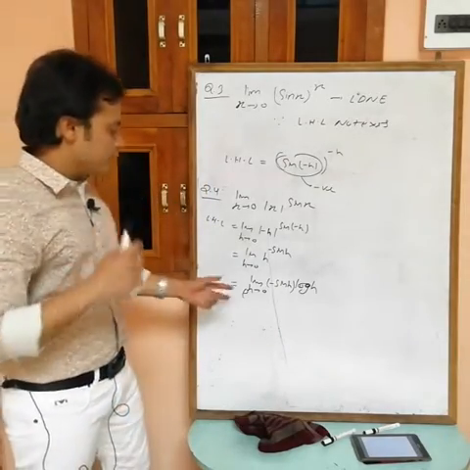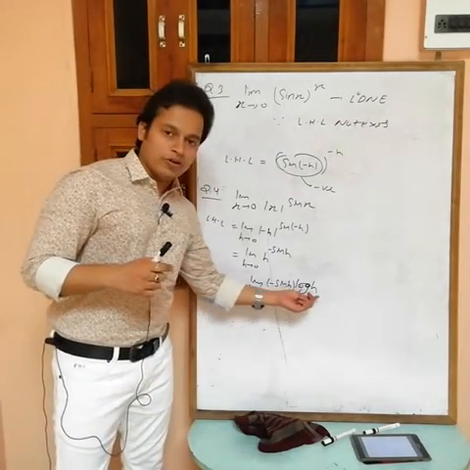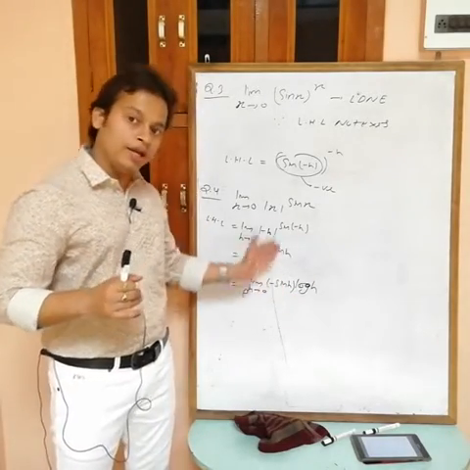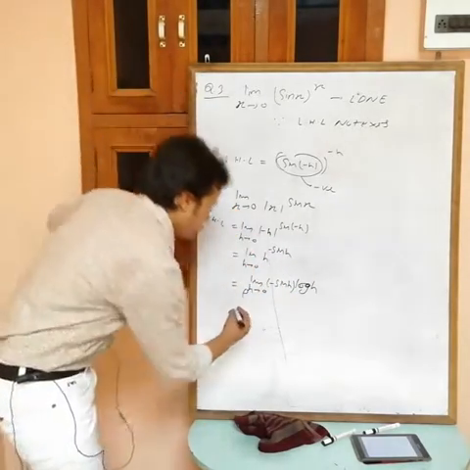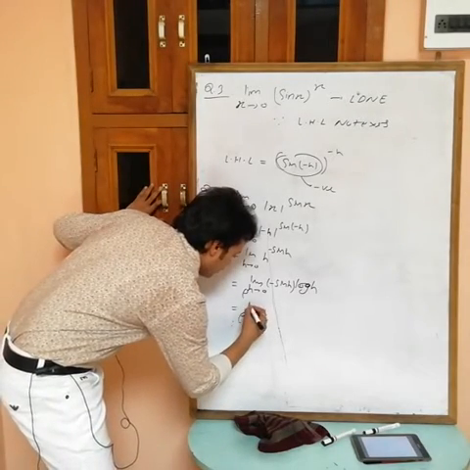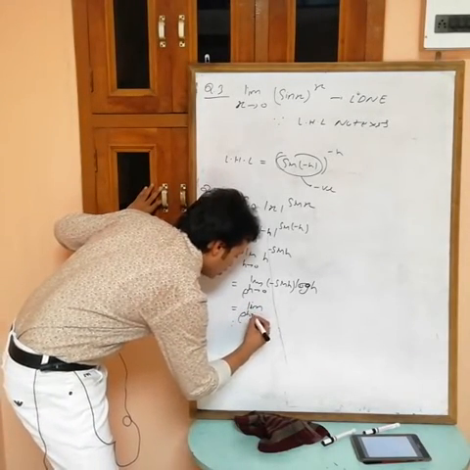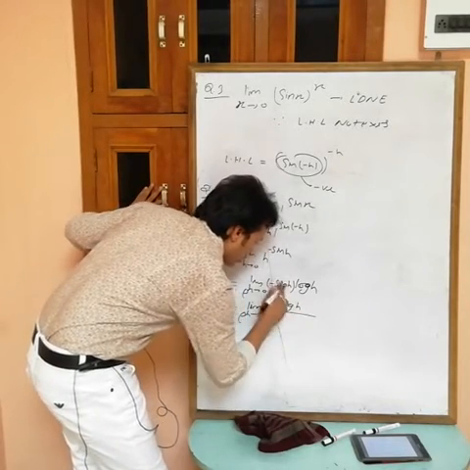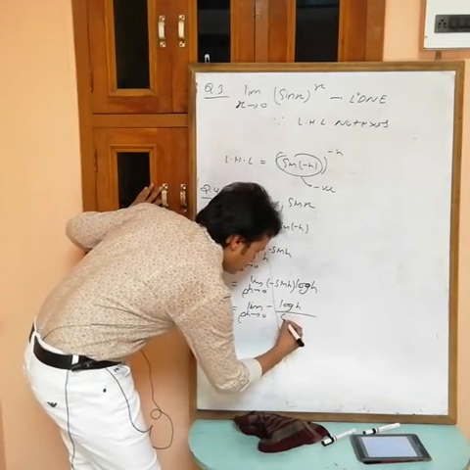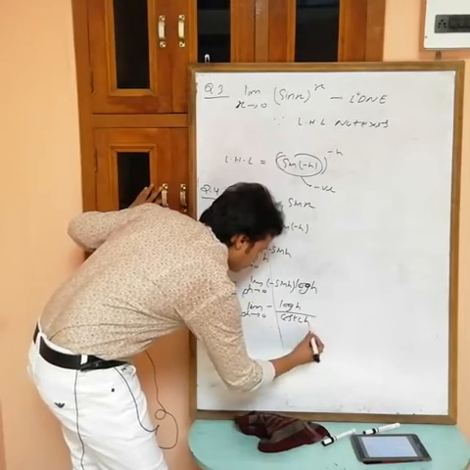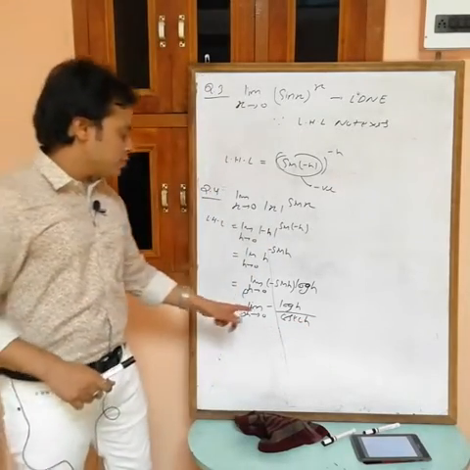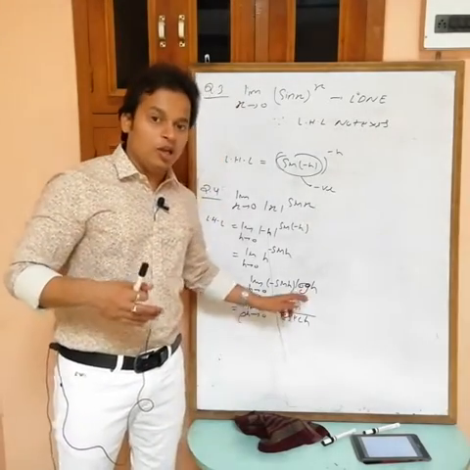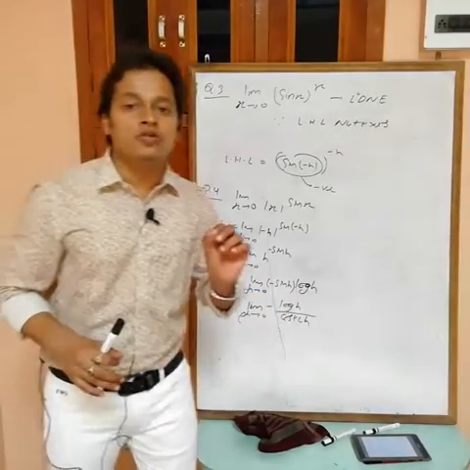Now if you put h equals to 0, sine 0 is 0, log 0 is infinity. So 0 into infinity form, write any one in the denominator. So e power limit h tending to 0 minus log h by sine in denominator is cosec h. Now if you put h equals to 0, log 0 is minus infinity, cosec 0 is infinity. Infinity by infinity form, so I can use L'Hopital.